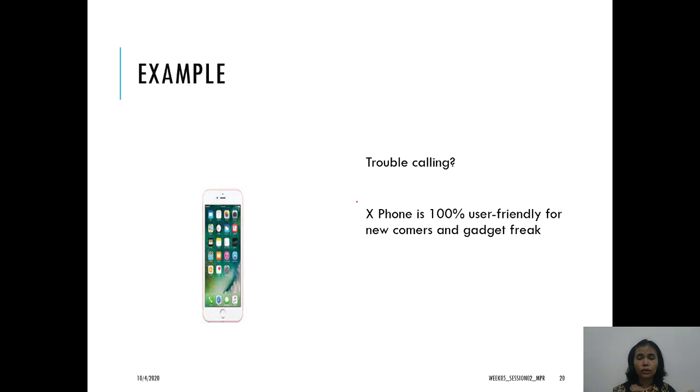I'm actually giving you an example over here. There's a picture of a product, and then there's a tagline: X phone is 100% user friendly for newcomers and gadget freak. Okay, I'm using one of the strategies, but I want you to decide what strategy I am using for this one.